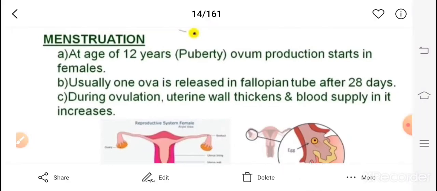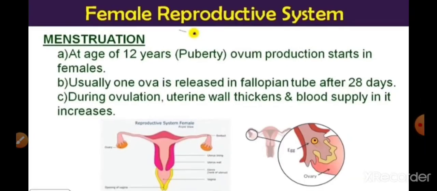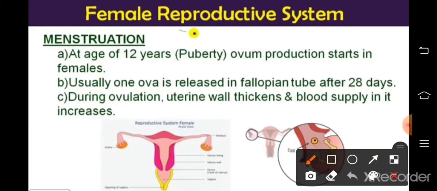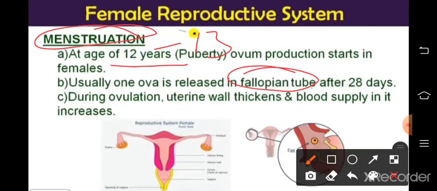Just now we talked about the unfertilized egg. When the egg is not fertilized with the sperm, then what will happen? Then, my dear students, a condition called menstruation is created. We know that at the age of 12 to 13 years, puberty starts, meaning production of ova starts, and it happens in the fallopian tube after 28 days. During ovulation, the uterine wall thickens and blood supply in it increases.